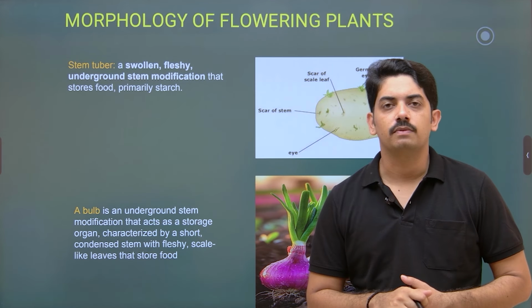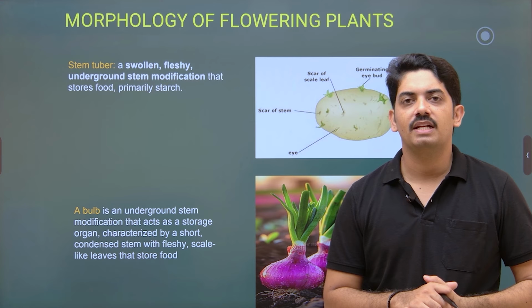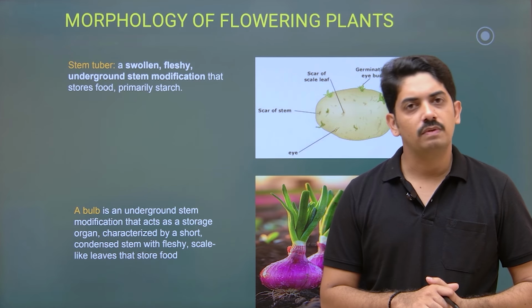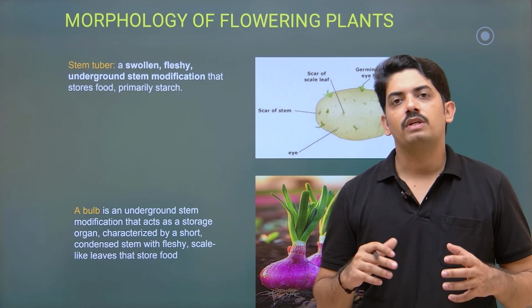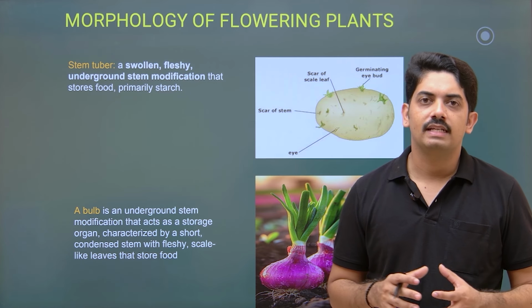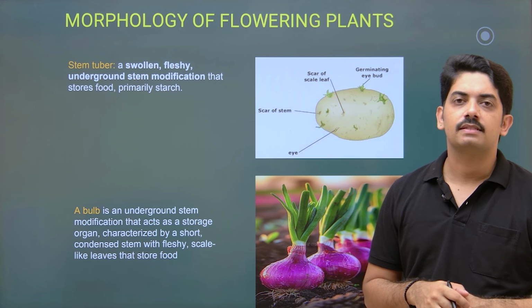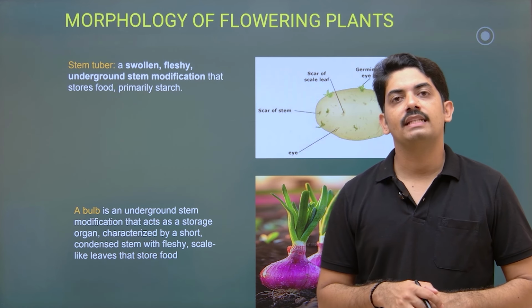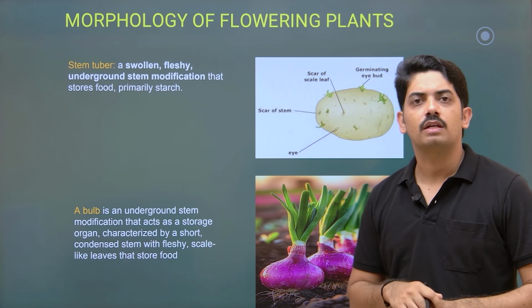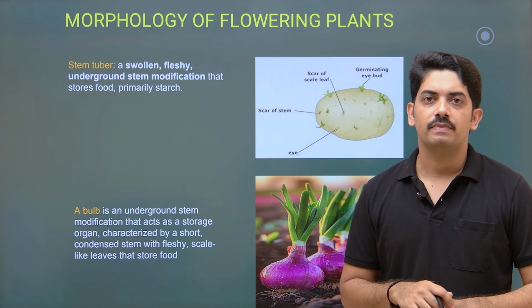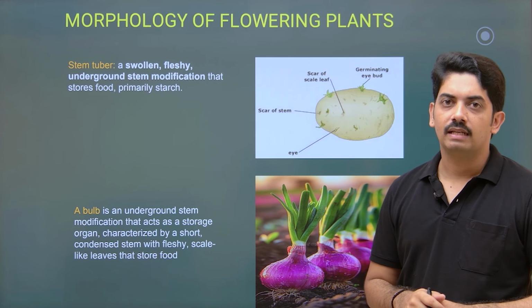Next one, potato. Very common. Whenever somebody asks whether potato is a stem modification or a root modification, usually we get confused because it looks like a root. But if you keep the potato tuber for several days, it starts to produce buds like this. Then we can understand that it has a nodal region from which axillary buds are arising. So this is how we can say potato is not a root, it is a stem, by observing these buds originating from the axillary buds.